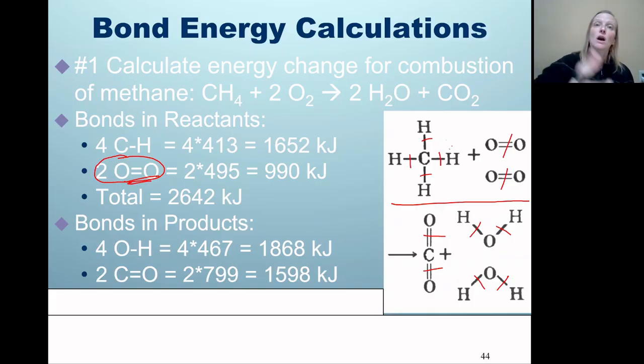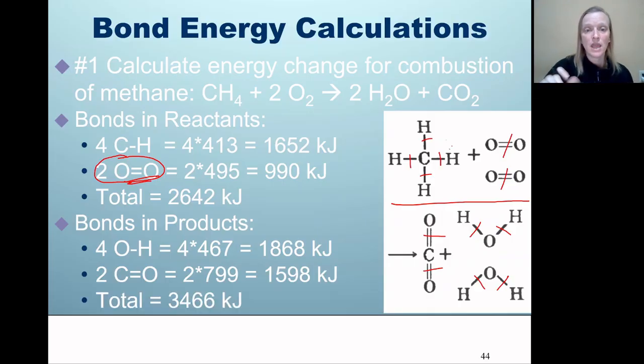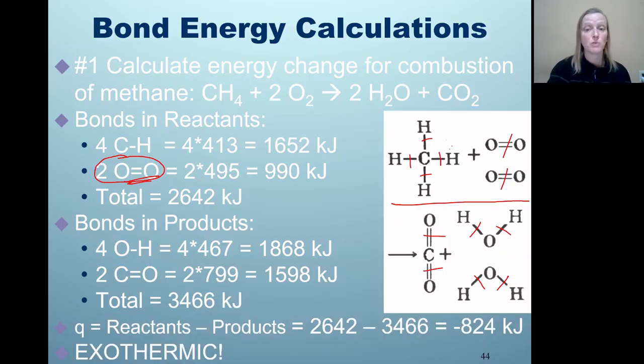I've now counted all of the bonds on the product side of the reaction. So I add those together and I get 3,466 kilojoules. Now that I've added all the reactants and all the products, I just do reactants minus products. 2,642 minus 3,466 is negative 824 kilojoules. And that is an exothermic reaction. Because it is negative, it is exothermic, releasing heat to the surroundings.